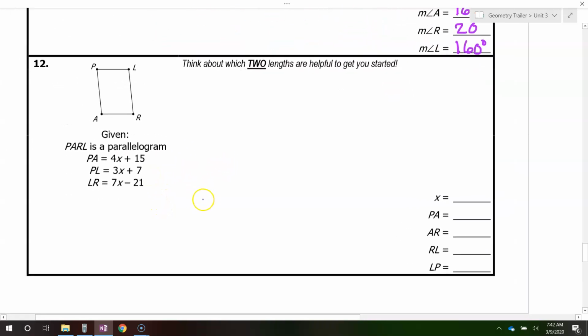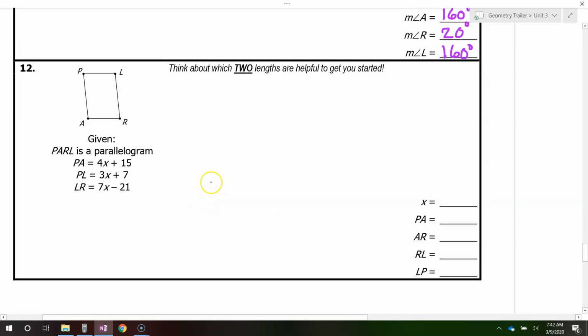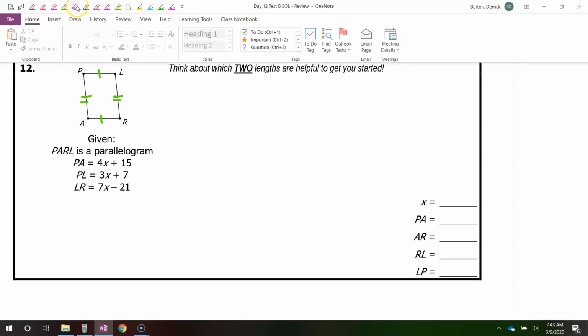All right, now problem number 12. Now we're talking about the side lengths of the parallelogram. The opposite sides are going to be congruent. So just keep that in mind. These two should be congruent and these two should be congruent. Okay, so maybe I should color coordinate these.